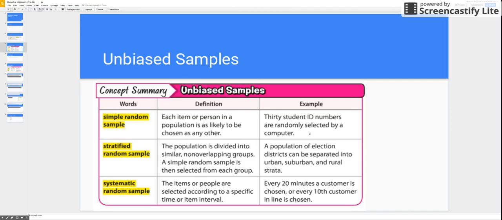A stratified random sample is when a population is divided into smaller, similar, non-overlapping groups. A simple random sample is then selected from each group. For example, a population of election districts can be separated into urban, suburban, and rural strata. And a systematic random sample is when items or people are selected according to a specific time interval or item interval. So every 20 minutes a customer is chosen, or every 10th customer in line is given a coupon or something. That would be a systematic random sample. There's a system to it.